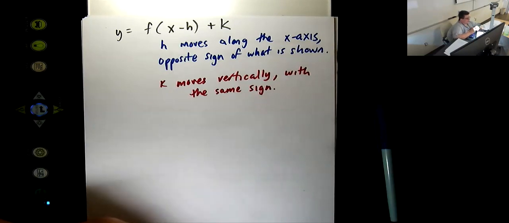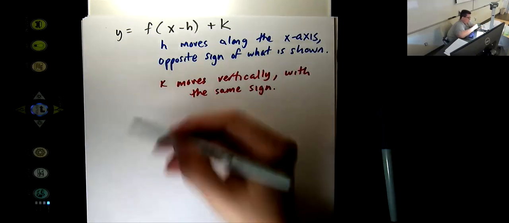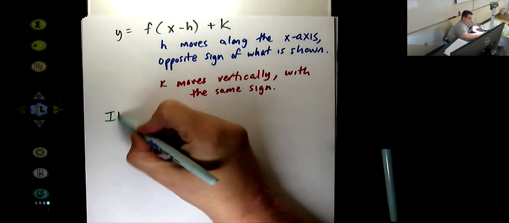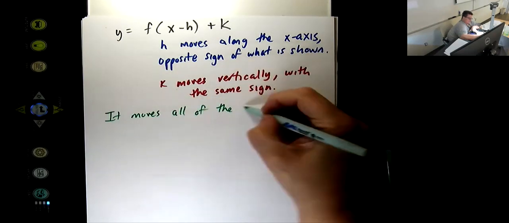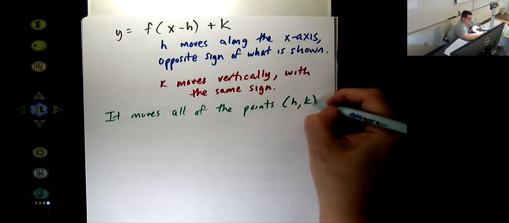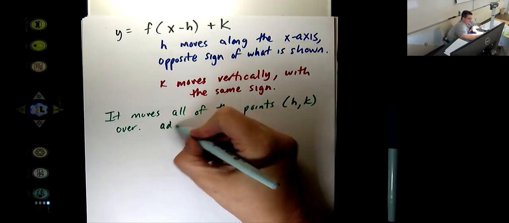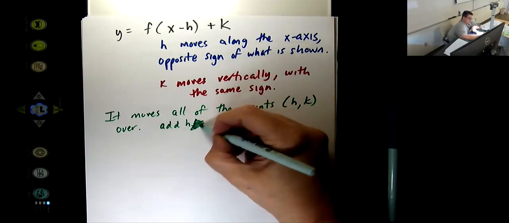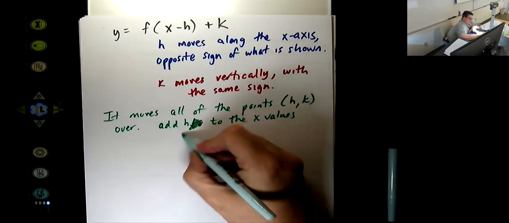And if we put them together, it moves all of the points H, K over. So add H to the X value, and K to the Y value.